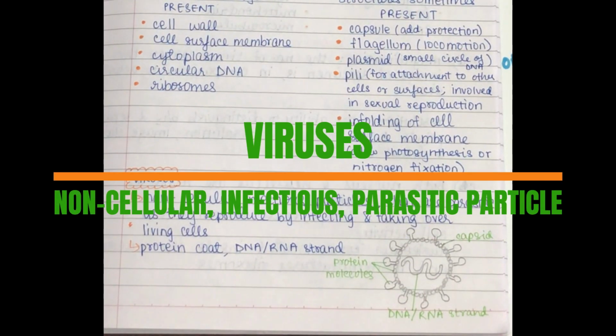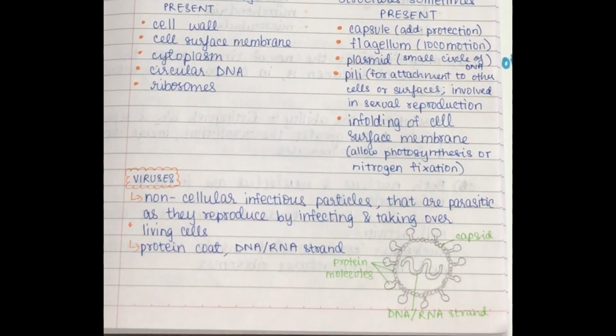Viruses is something we've even learnt in our IGCSE biology. They are non-cellular infectious particles. They are parasitic in nature as they reproduce by infecting and taking over living cells. The structure of viruses includes a nucleic acid core. Their genomes are either DNA or RNA, and this can be single-stranded or double-stranded. It also contains a protein coat which is called a capsid. Some viruses have an outer layer called an envelope, formed usually from the membrane phospholipids of the cell they were made in.